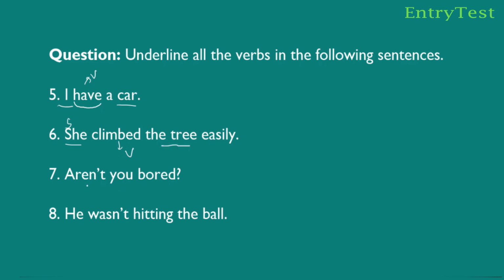Aren't you bored? Friends, here aren't is the helping verb and you is my subject and bored is my verb. He wasn't hitting the ball. So he is the subject, wasn't is the helping verb which is showing the past sentence and hitting is the main verb. The ball is the object. Okay friends, so underline wale question khatam.